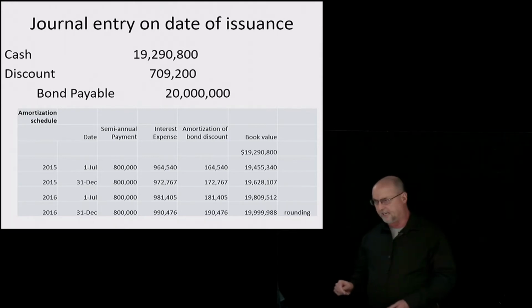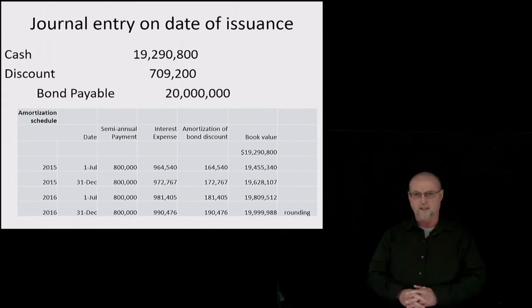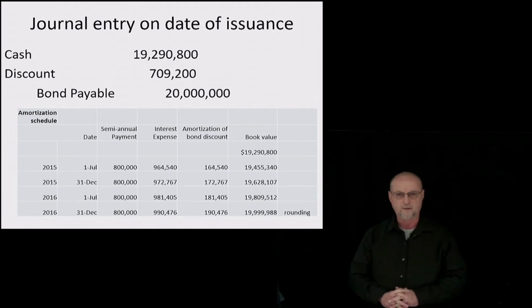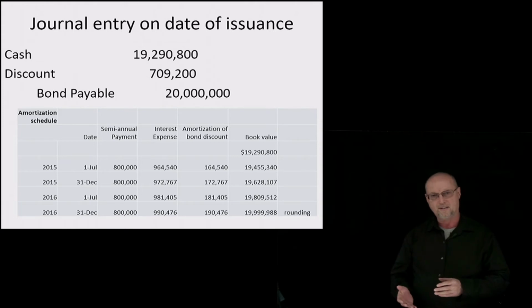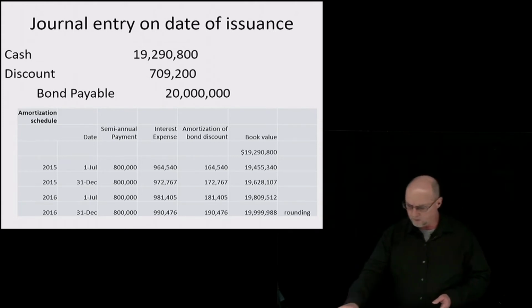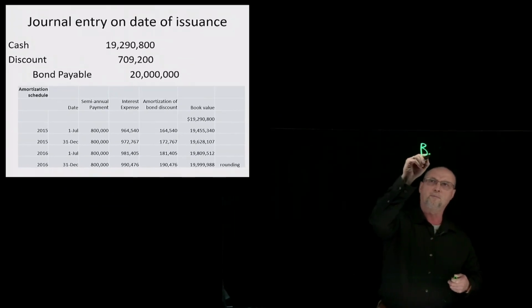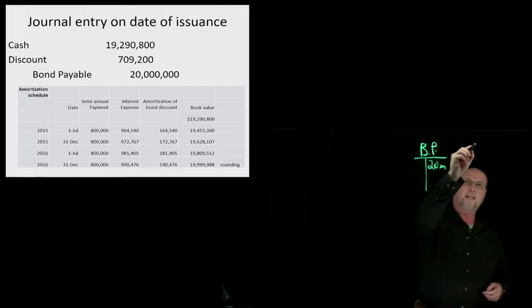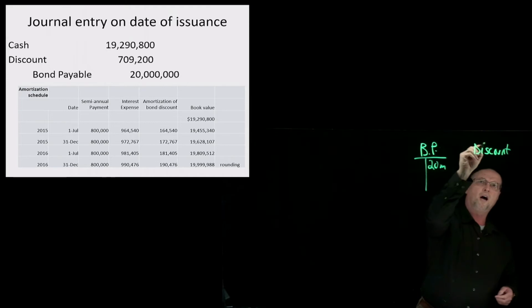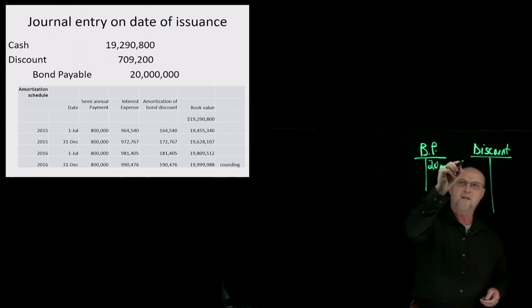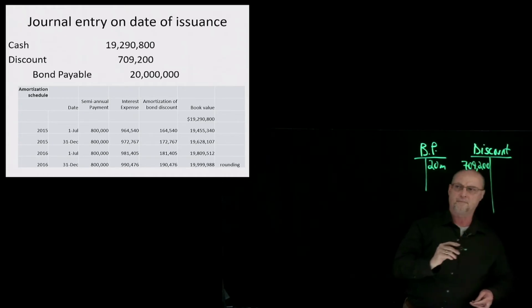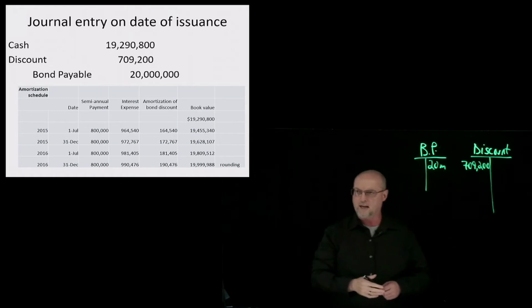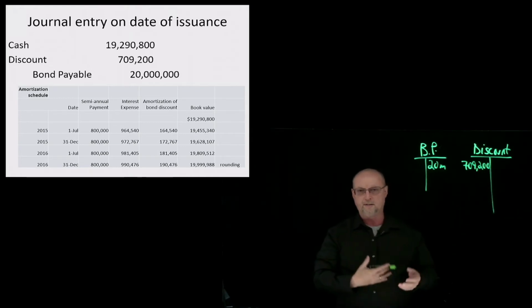Now, the schedule that you're looking at here is what's called a bond amortization schedule, and it's important that you understand how it works. So notice we start with what we call the book value of the bond. And the book value is simply the face value minus the unamortized bond discount. If we were to put up T accounts, here's the bonds payable, always recorded at face value. And then here is, I'm going to move over a little bit, the discount. The real name of this account is the unamortized bond discount. And this is 709,200. So the book value is the face value minus the unamortized discount, which is 19,290,800. We're going to amortize this discount using the effective interest method.